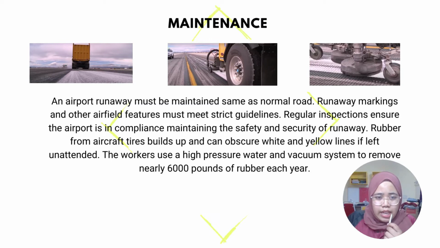Next is the maintenance. An airport runway must be maintained the same as a normal road. Runway marking and other airfield features must meet strict guidelines. Regular inspection ensures the airport is in compliance, maintaining the safety and security of the runway. Rubber from the aircraft tires builds up and can obscure white and yellow lines if left unattended. Workers use a high pressure water and vacuum system to remove nearly 6,000 pounds of rubber each year.